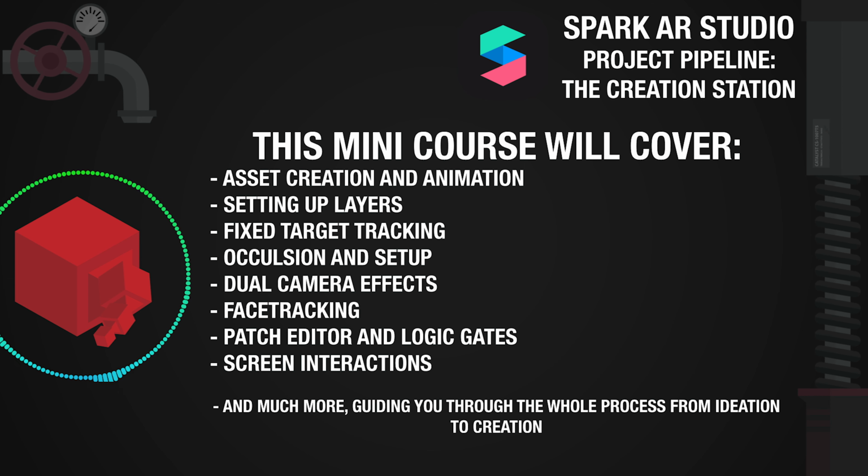So we will be utilizing things such as fixed target tracking. We will be looking at creating occlusions. We will be utilizing dual camera setup, so front and back camera. And the final effect will allow the user to interact with it in various ways. So when they're using the back camera and they're pointing their device at a poster or target, this will bring content onto the screen. And when the user interacts with these various components, the effect will change.